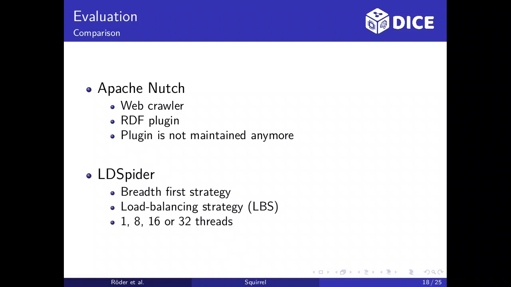The second crawler for our comparison is LD Spider. It's actually a linked data crawler. It has two strategies, a breadth first strategy and a load balancing strategy. And although it is not able to be deployed in a distributed environment, it can still scale through adding more threads to it. And for our experiments, we used it with 1, 8, 16, or 32 threads.